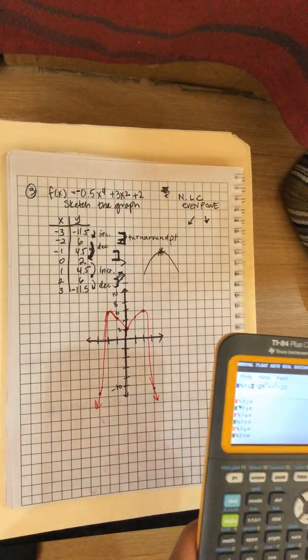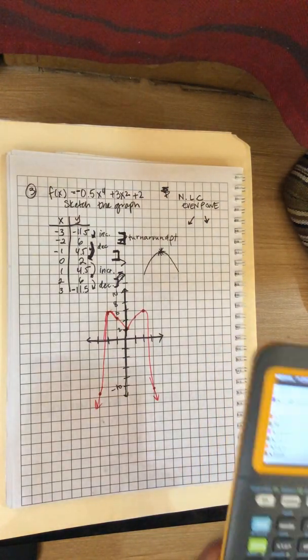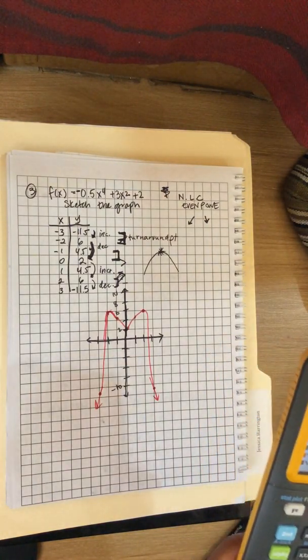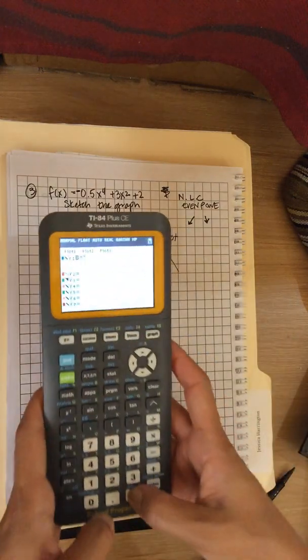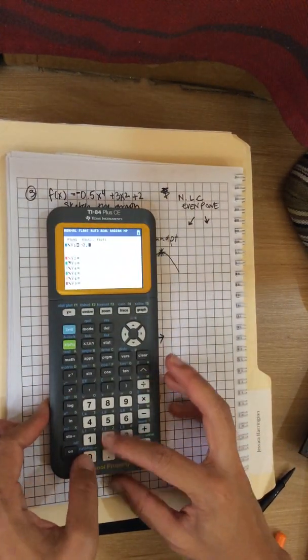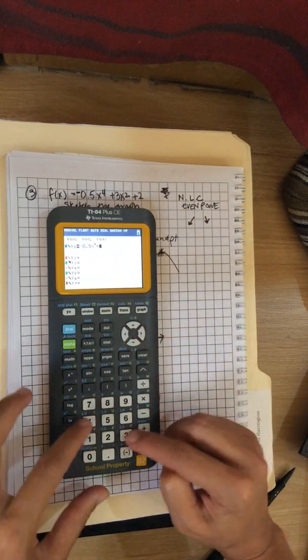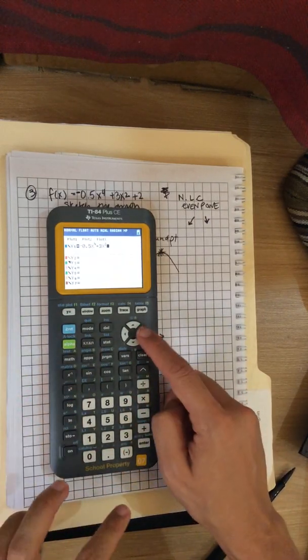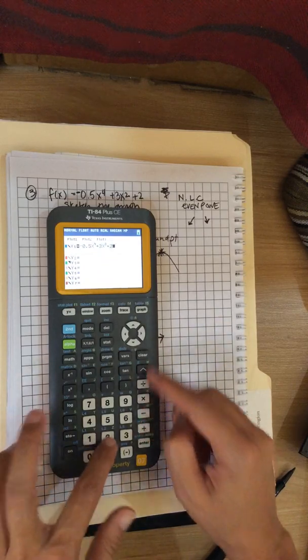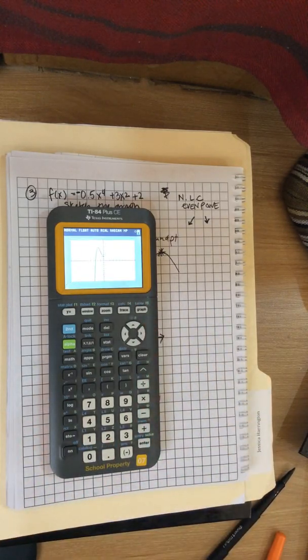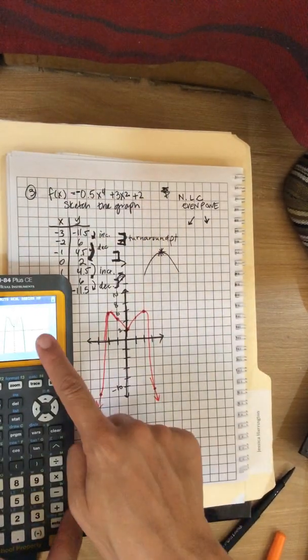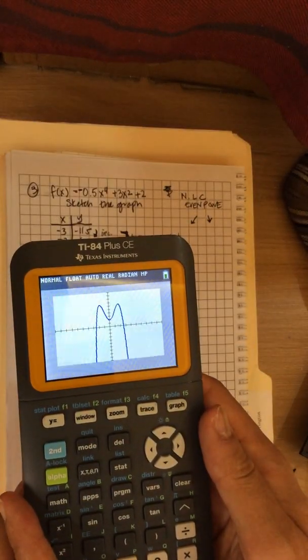But if we graph it on the calculator real quick, let's type it. Negative 0.5 x to the 4th, and then it's plus 3x squared plus 2. So we could see that's similar to what the calculator shows. Obviously, this is much more pretty.